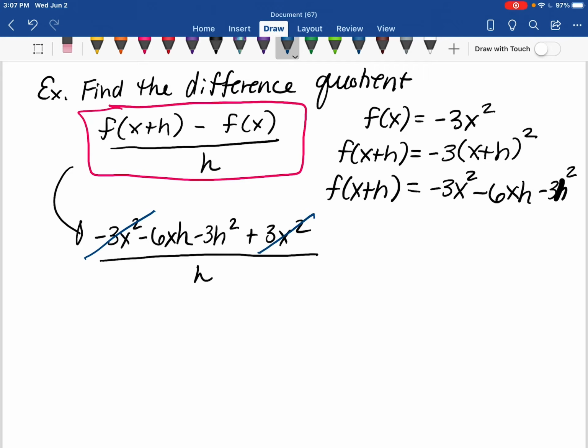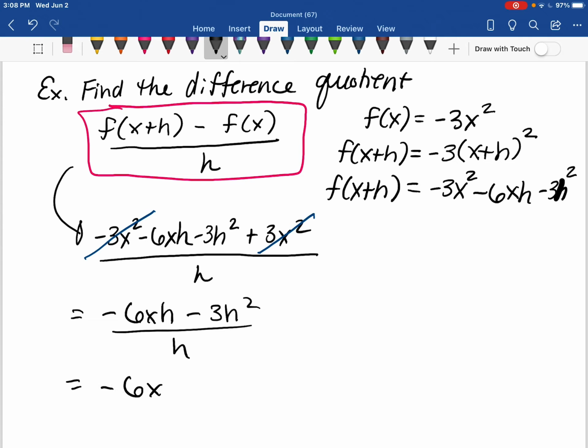So now I can get rid of terms that cancel, so I have a negative 3x squared that I can get rid of with the 3x squared. And then that looks like all I can do from here. What I'm left with is negative 6xh minus 3h squared all over h.